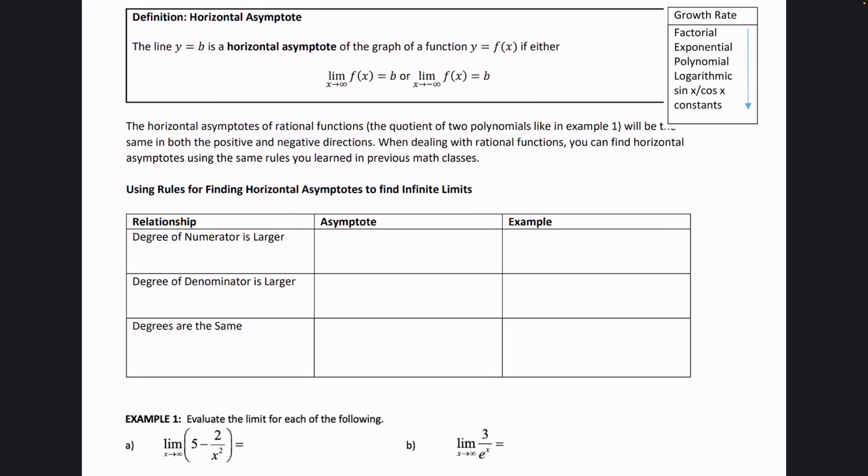Okay, so if the degree of the numerator is bigger than the degree of the denominator, we call it top heavy. So this one's top heavy. The limit as x approaches either positive or negative infinity will always be either positive or negative infinity. And it will never have horizontal asymptotes.